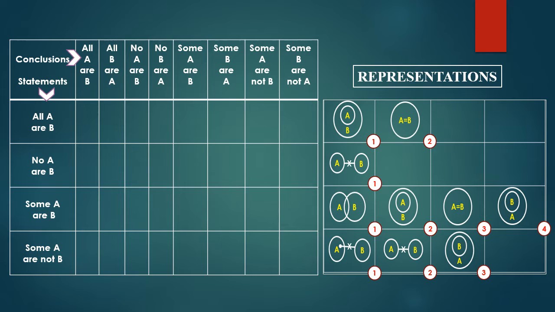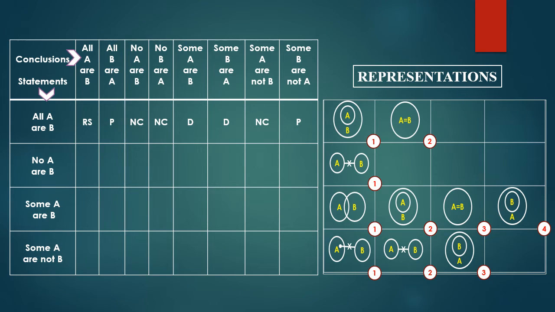As I told before, we have only four types of statements in syllogism. That is all, no, some, and some not. So for each and every statement, we can have 8 kinds of conclusions here. That is all A are B, all B are A, no A are B, no B are A, some A are B, some B are A, some A are not B, and some B are not A. The main intention behind building this table is to understand, among all these conclusions, which conclusion is definite, which is a possibility, which is no conclusion, and which is restatement.